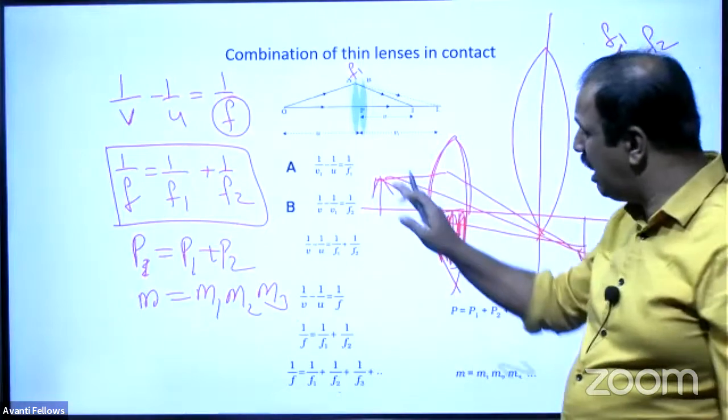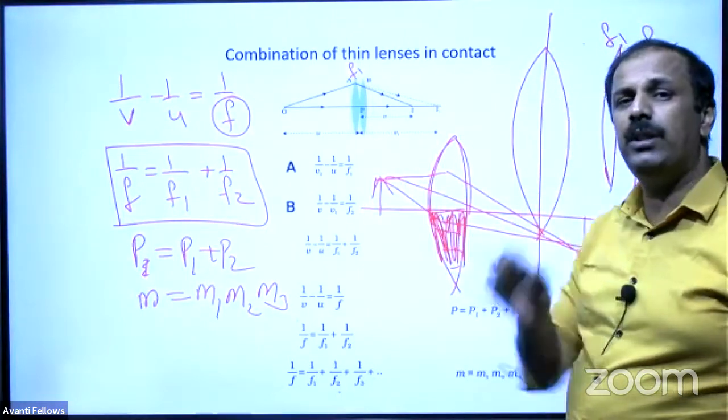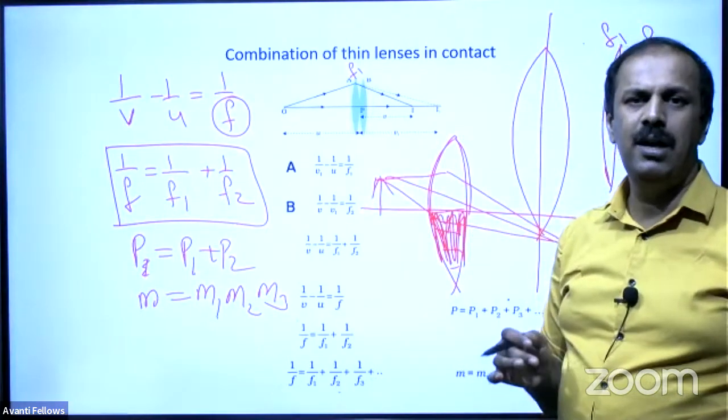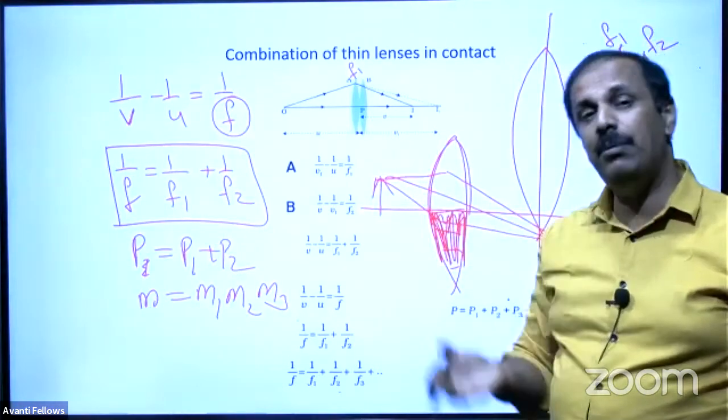Only thing is some light will not reach there. That's why the brightness of the image will be a little bit less. So many times that question came, it can come again also.